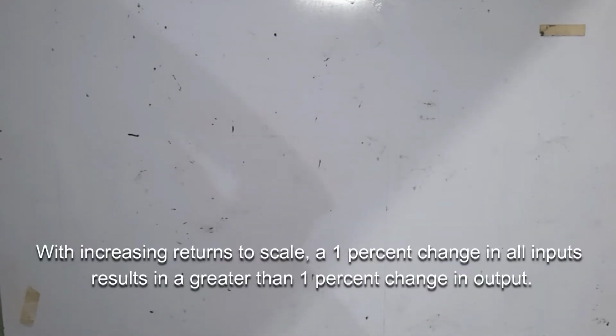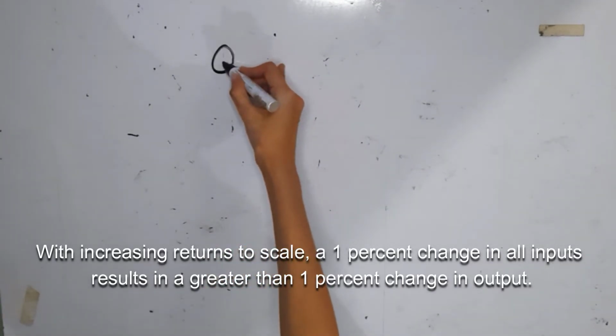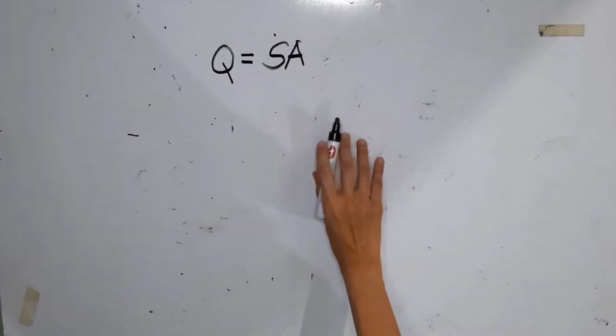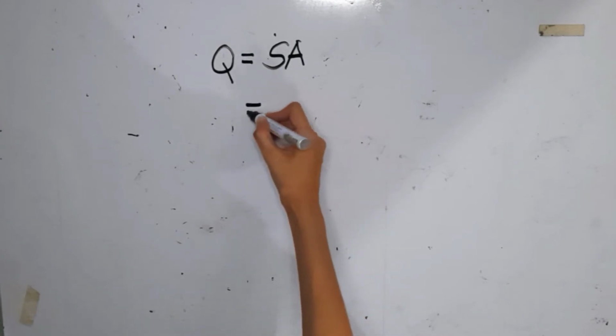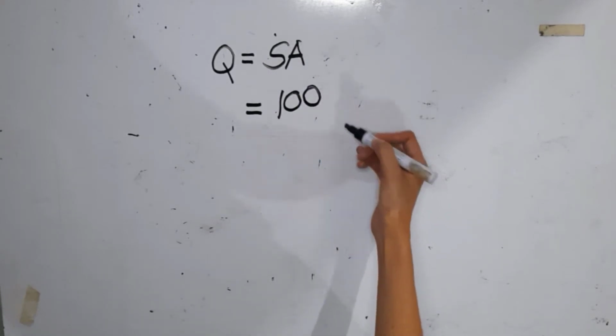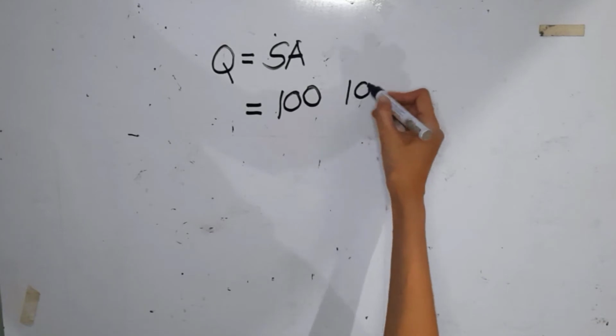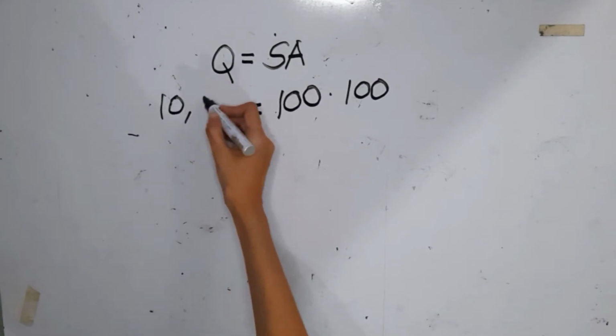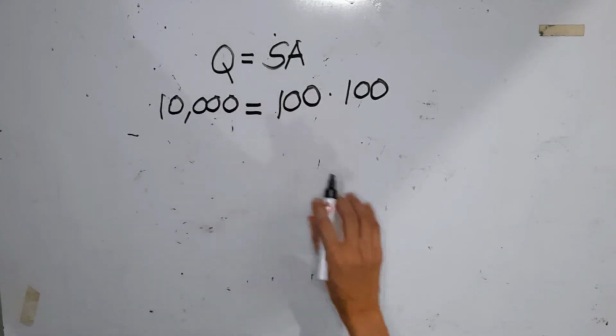How about the increasing returns to scale? It is when a 1% change in all inputs will result in a greater than 1% change in output. Increasing returns to scale is usually illustrated through this production function. For our example, we have 100 pounds of steel and 100 pounds of aluminum. This will result in 10,000 quantities of auto parts.